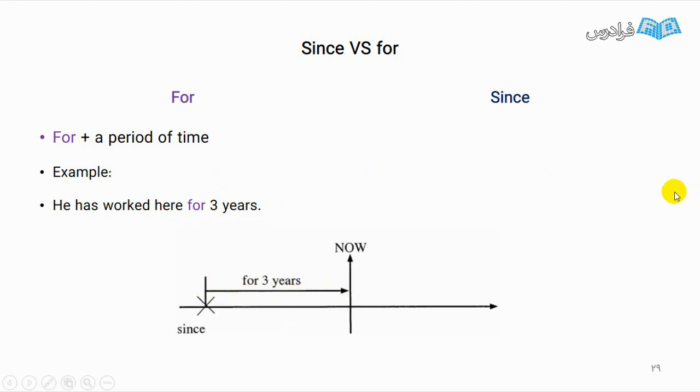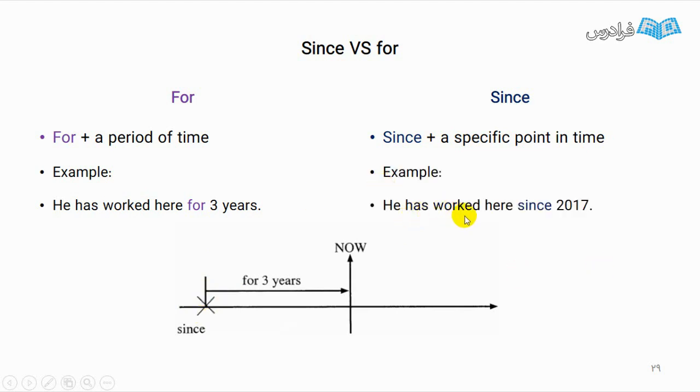What about "since"? As you can see, "since" is used before a specific point in time. Example: he has worked here since 2017. This point is 2017, since 2017, but for 3 years.